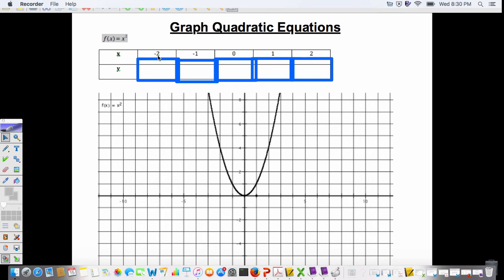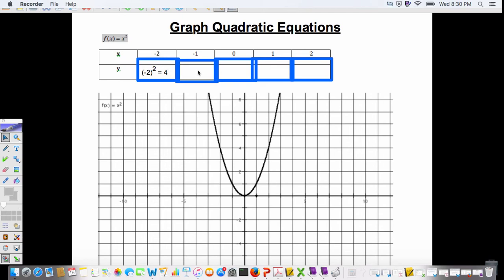It has the x values of -2, -1, 0, 1, and 2. What we're going to do is take those x values and plug them into f of x equals x squared. And when we plug in -2, we will get 4. So when you square a -2, you're going to get -2 times -2, giving you a positive 4. So you now have a point -2, 4.